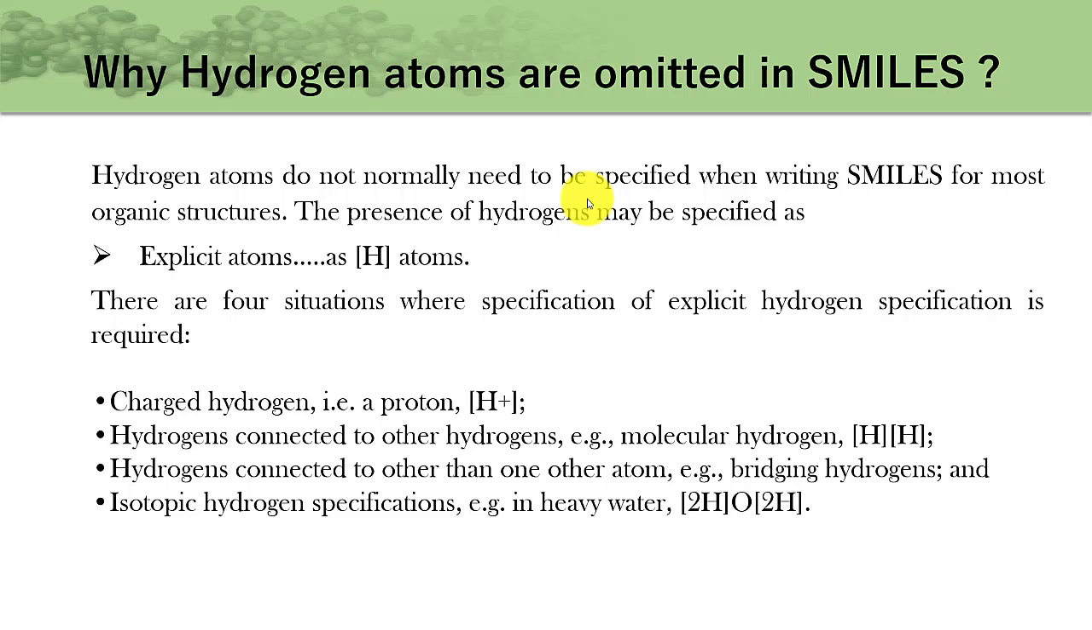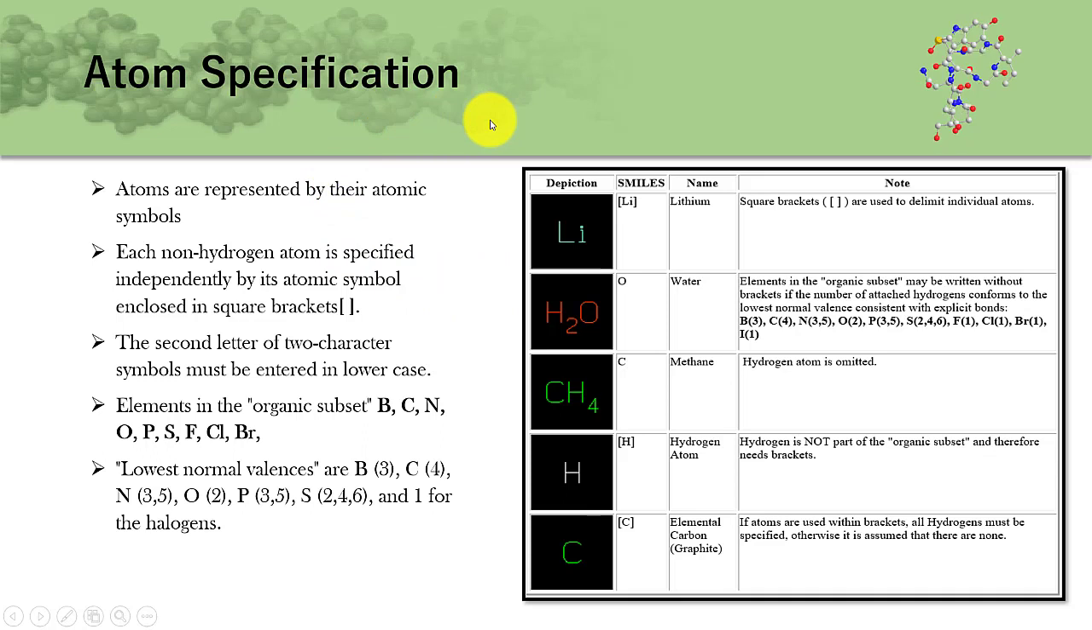The presence of hydrogen atoms can be explicitly determined by square brackets for charged hydrogens, when it is connected to other hydrogens, and lastly for isotopic specification. So we have to denote it as capital H inside the square brackets. So now let us see how atoms are specified in SMILES notation. They are represented by their atomic symbols and non-organic-subset atoms are enclosed in square brackets. However, there are certain elements in the organic subset such as boron, carbon, nitrogen and oxygen that may be written without brackets when they have the lowest normal valence.